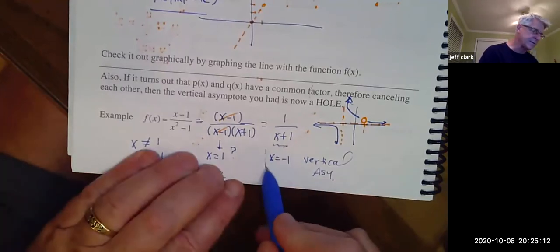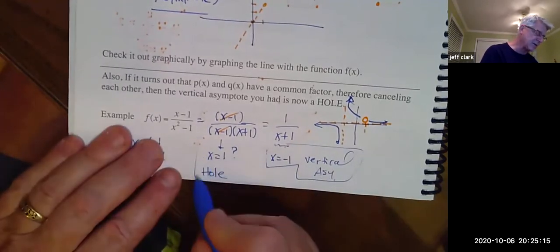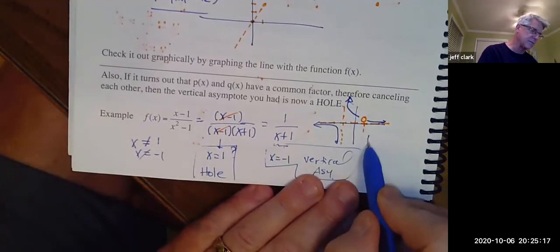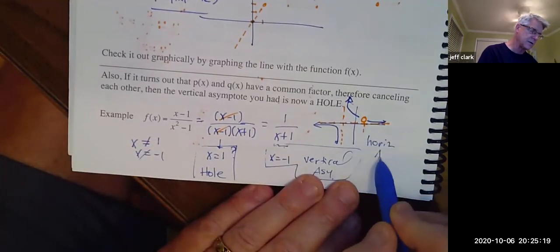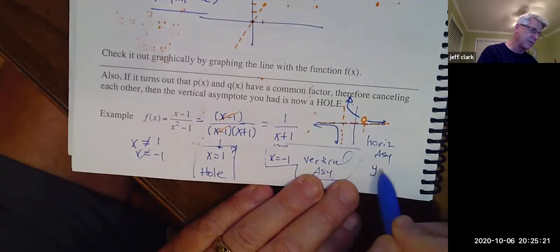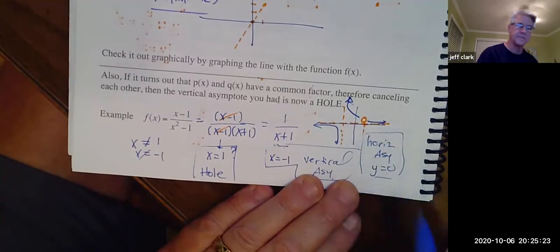So this is a vertical asymptote. Then you'd say that's a hole, and then the horizontal asymptote would be y equals 0.